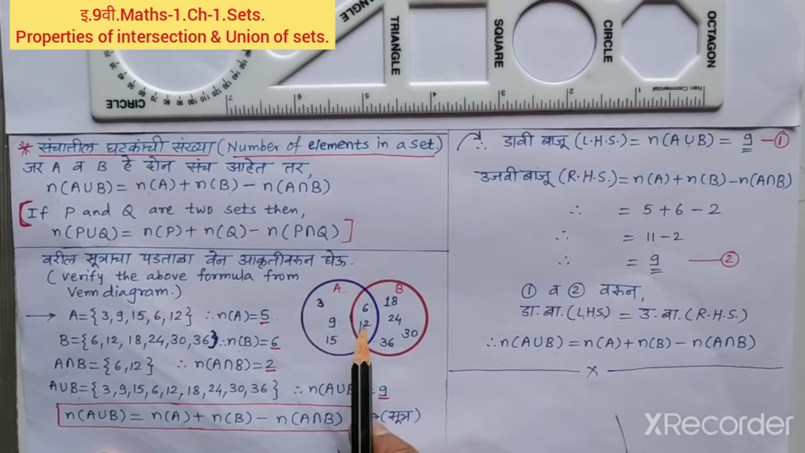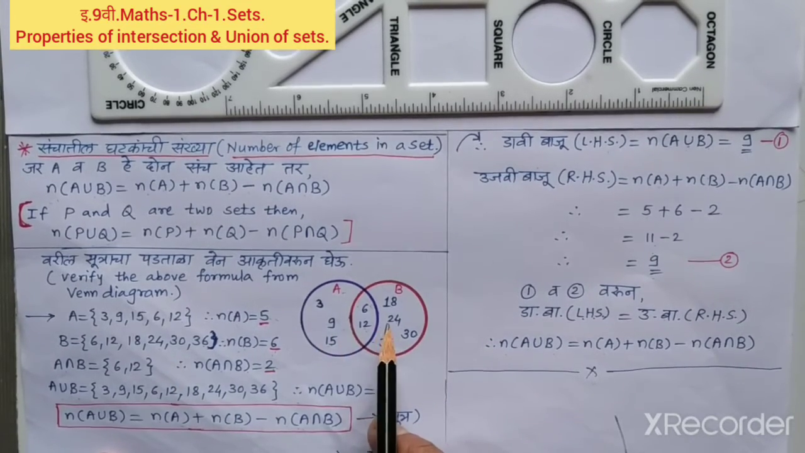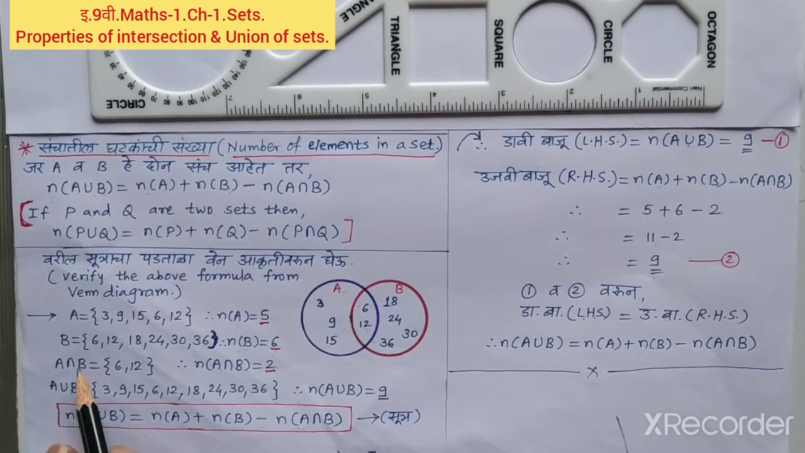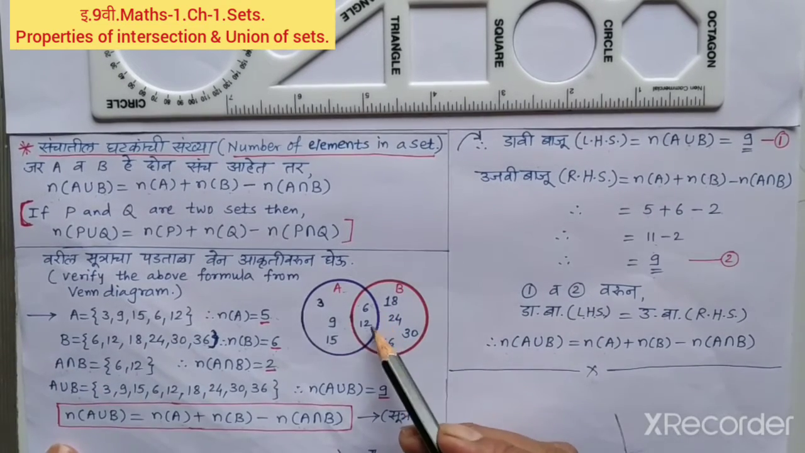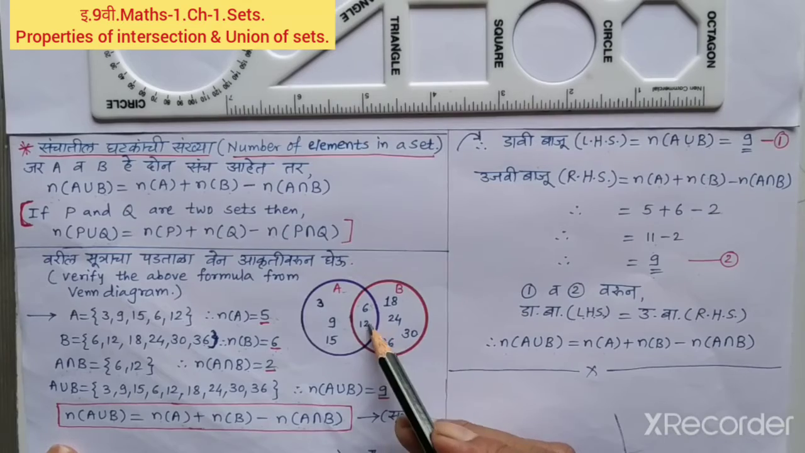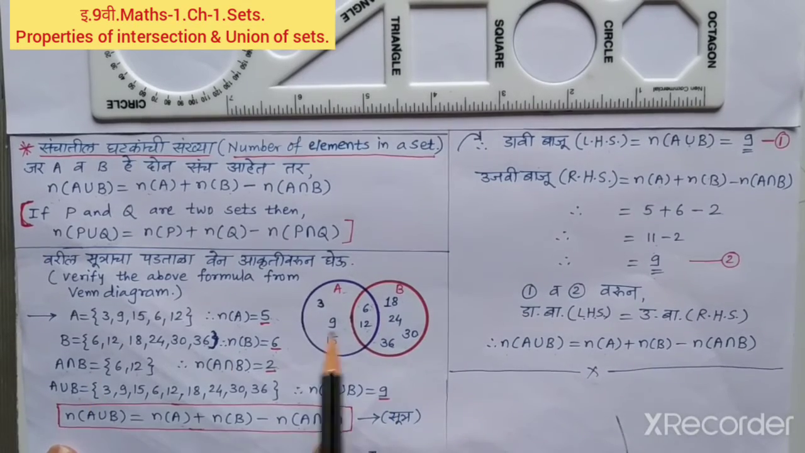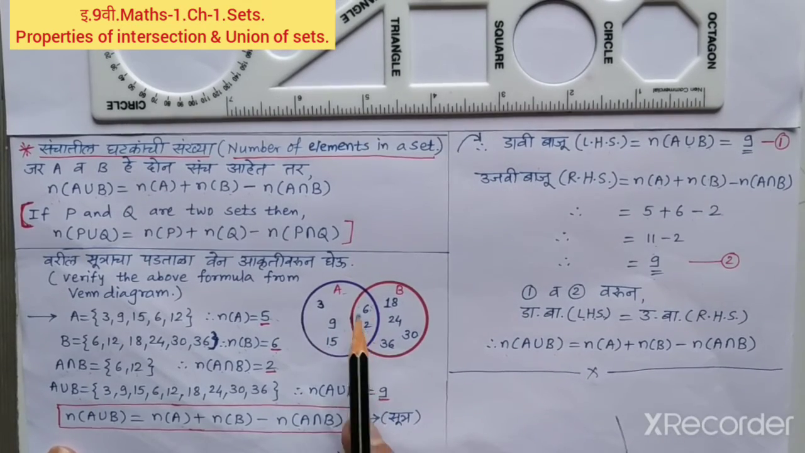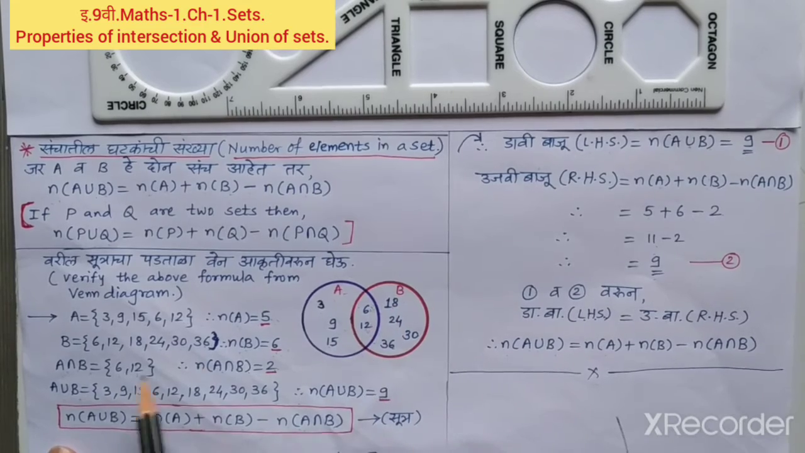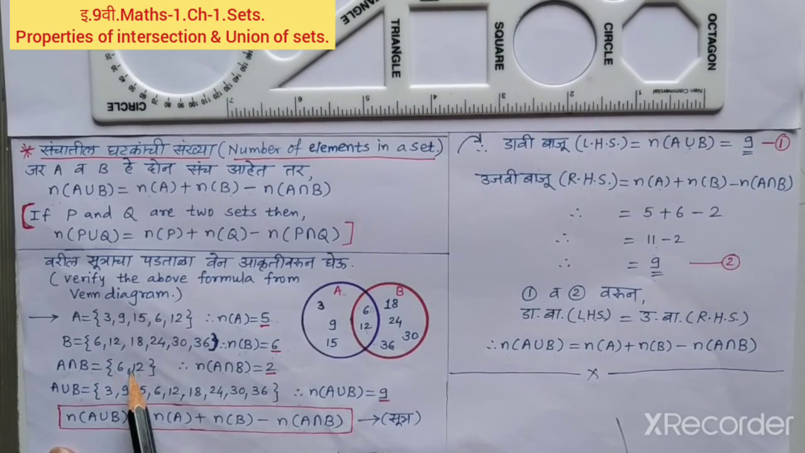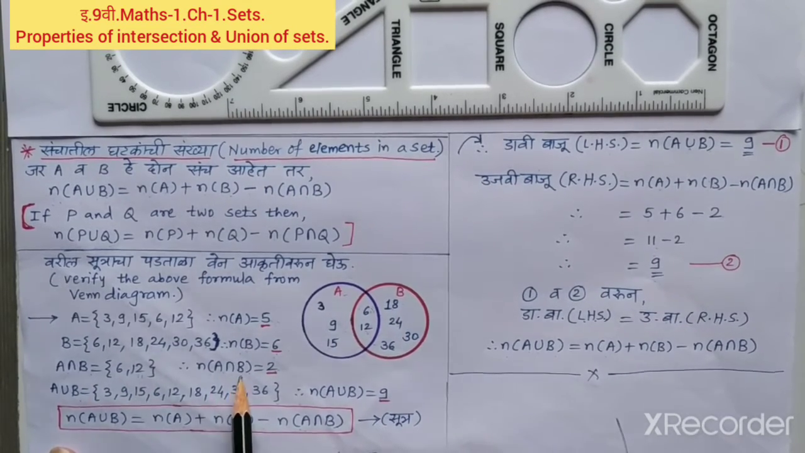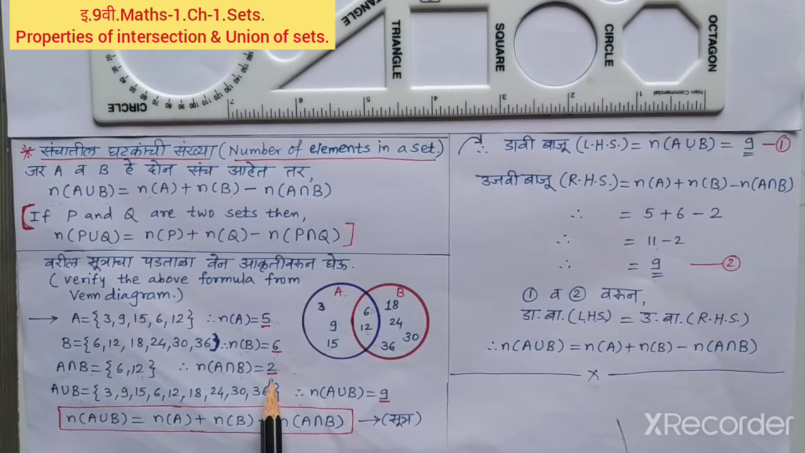Now, if we observe the Venn diagram very carefully, we get A intersection B is equal to 6, 12. Intersection means the common elements between the two sets. So there are only 2 elements common in set A and B. So 6, 12 is the intersection of A and B. So n of A intersection B is equal to 2.